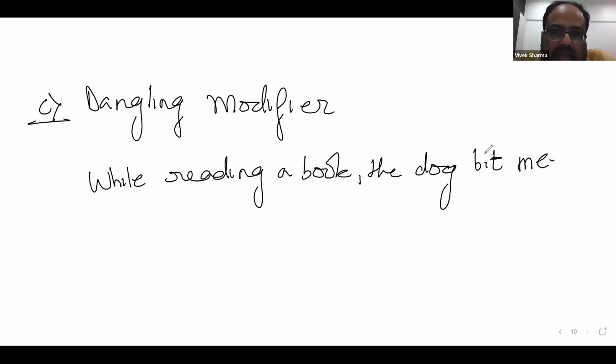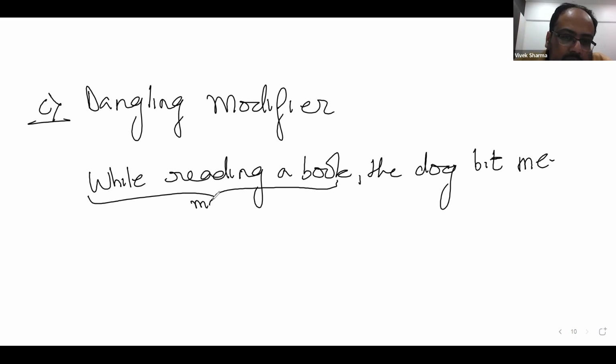While reading a book, the dog bit me. Right? The sentence says, while reading a book, the dog bit me. What is the modifier in the sentence? The modifier in the sentence is while reading a book. What does the basic concept of modifier state? The basic concept states that a modifier is placed as close as possible to what it modifies.